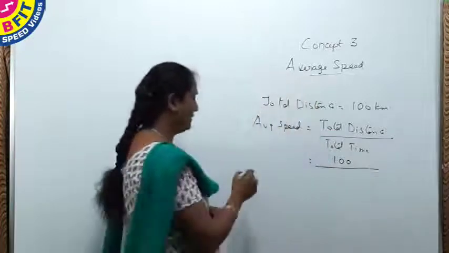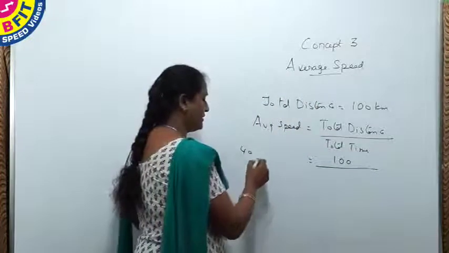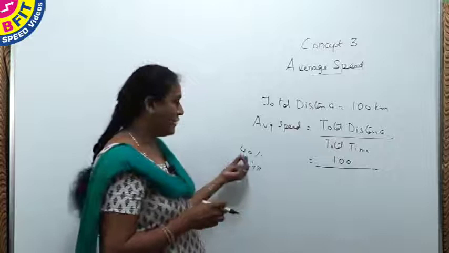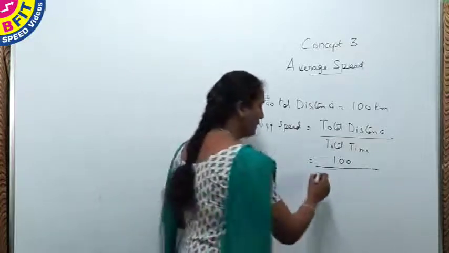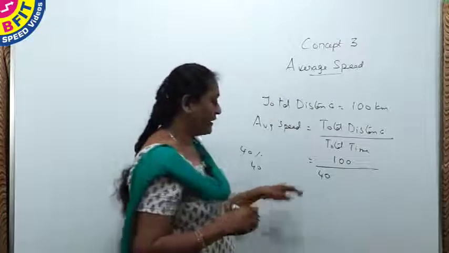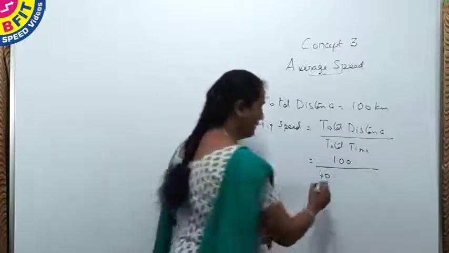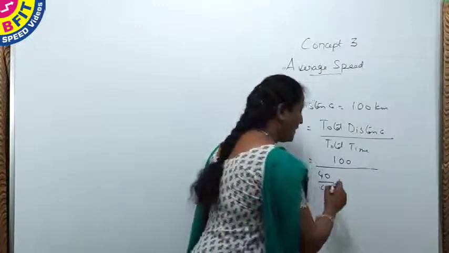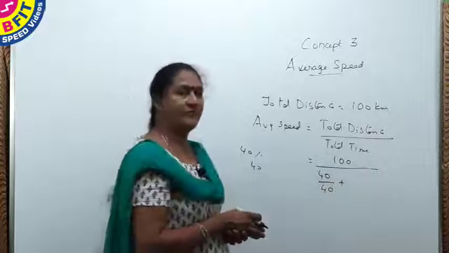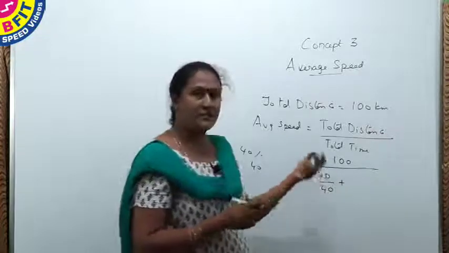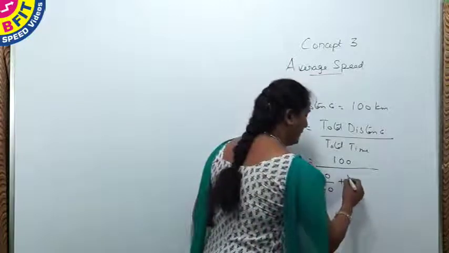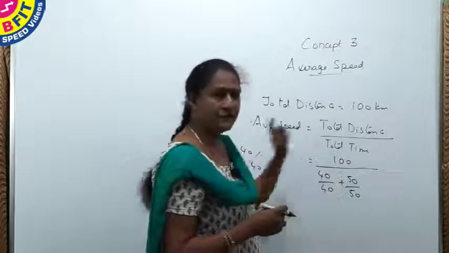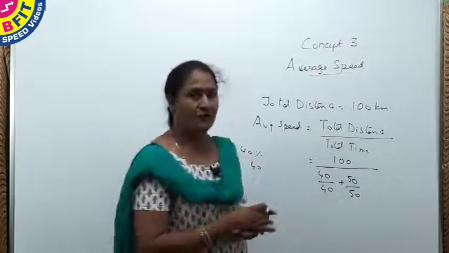They have given that 40% of the distance is covered with speed 40. As we have taken the distance as 100 kilometers, 40% of 100 will be 40 kilometers. To find the time, distance by speed: distance is 40, speed is also 40. And the next 50% of the distance is covered with 50 kilometers per hour. So 50% of 100 is 50, so distance is 50 and speed is also 50. For time, distance by speed, distance is 50 kilometers and speed is 50 kilometers per hour.